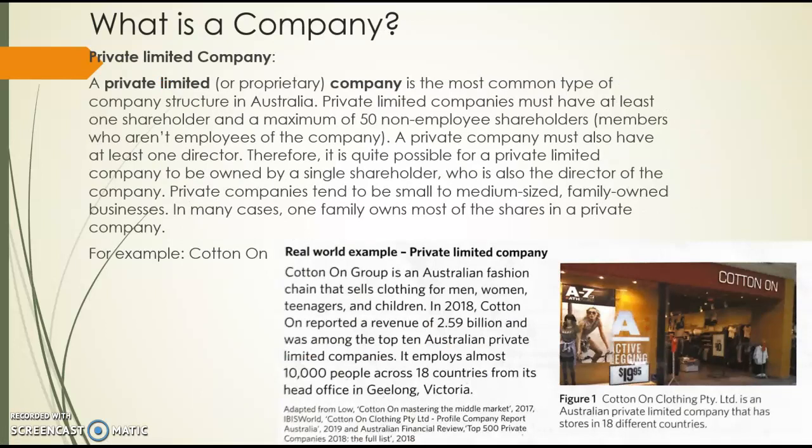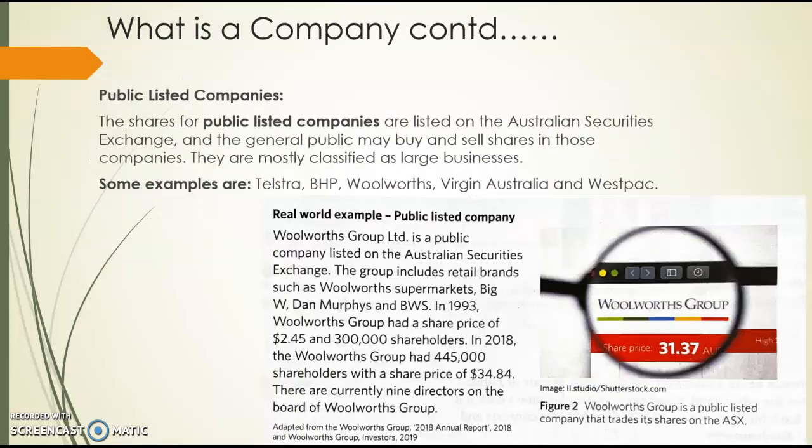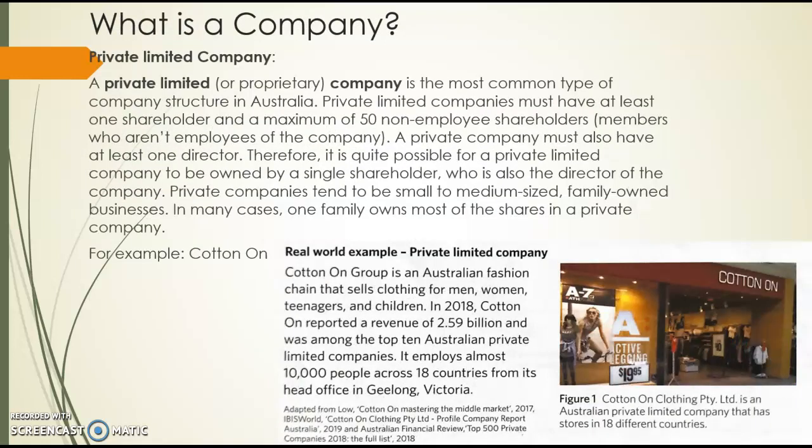What is a company? So there are 2 types of companies: private limited company and public listed companies. Okay, now private limited company or proprietary company is the most common type of company structure in Australia. Private limited companies must have at least 1 shareholder and a maximum of 15 non-employee shareholders. A private limited company must also have at least 1 director. So these are some of the important things you need to remember. Therefore, it is quite possible for a private limited company to be owned by a single shareholder.